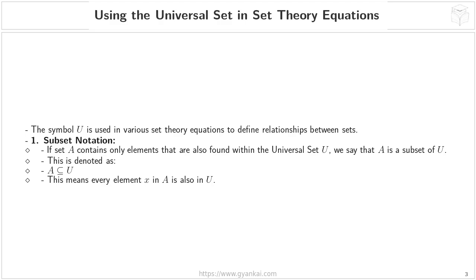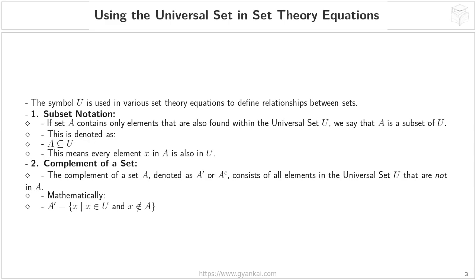Think of it like this. Everything in the smaller set A is contained within the larger set U. It means for every element x that belongs to A, that same x also belongs to U. Next, let's look at the complement of a set. Sometimes we want to talk about everything in U that is not in A. This is called the complement of A, and we denote it as A prime, that's A with a little apostrophe, or sometimes as A to the power of C. Mathematically, we define it as the set of all x such that x is an element of U and x is not an element of A.